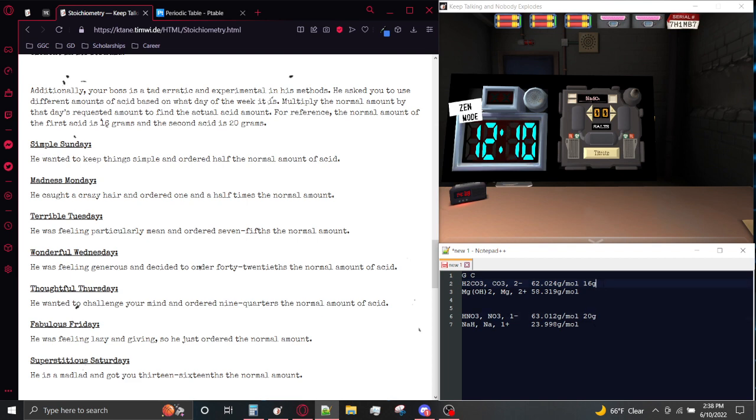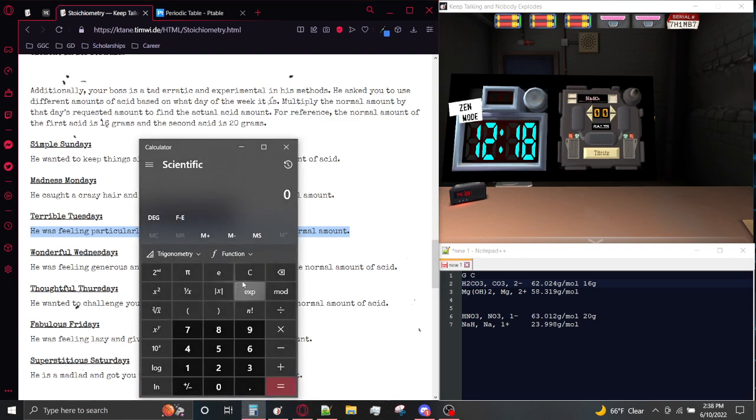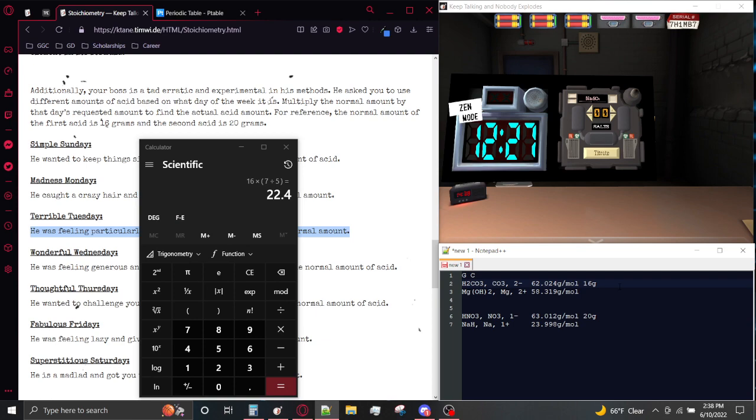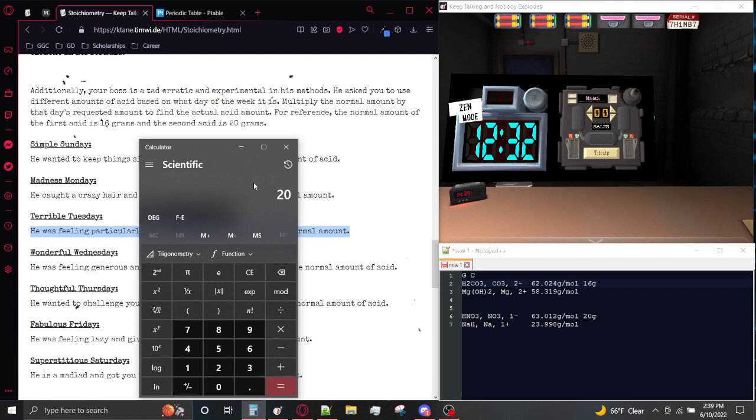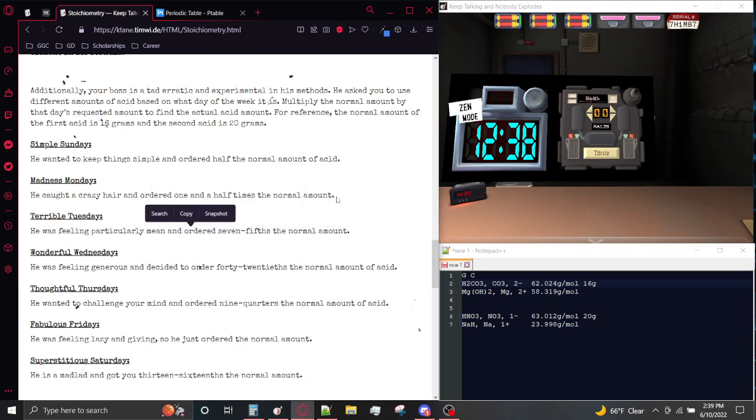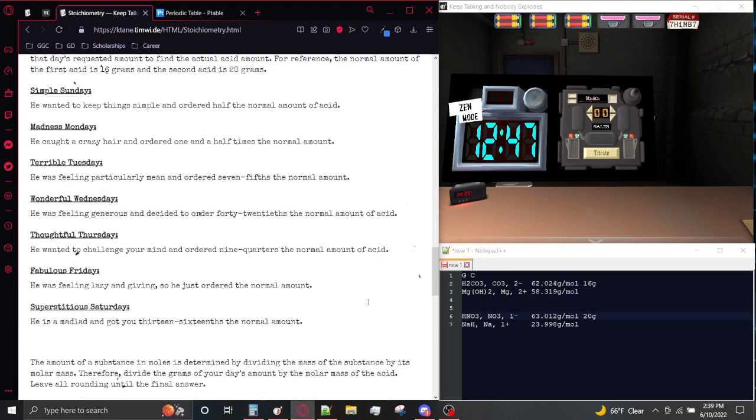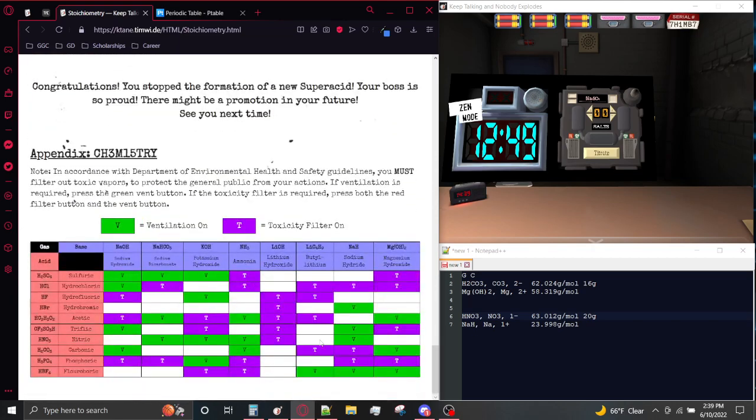Let's say that it was Tuesday, for example. He was feeling particularly mean and ordered 7/5 a normal amount. So what you would do in this case is you would take first the 16 number, then multiply it by 7/5, and then instead of 16 grams, we're dealing with 22.4 grams. And then we take our second number, 20 grams, multiply by 7/5, and for the second, we would be dealing with 28 grams. Okay, so now that we have determined we have 16 grams and 20 grams, we now have all the information we need to calculate the answers to the module, except for this part, which we'll get to later.